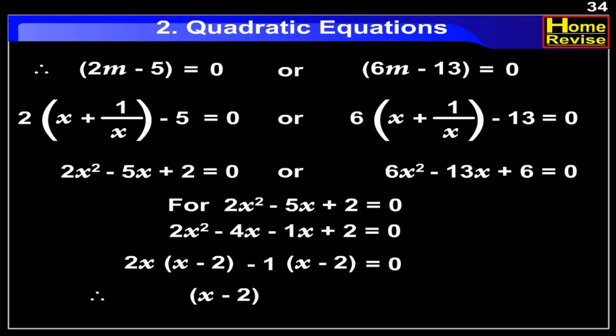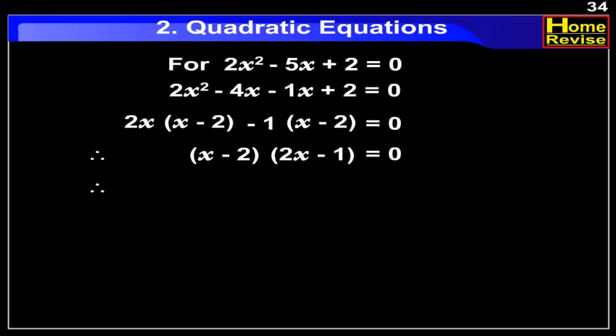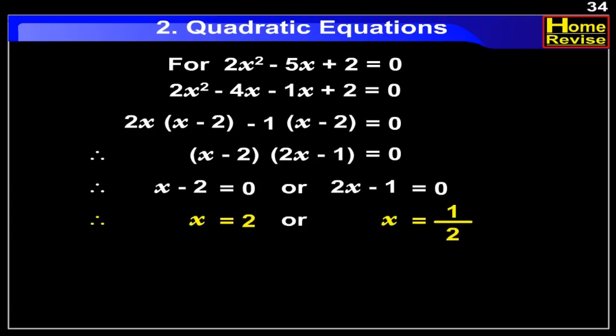Therefore, (x − 2)(2x − 1) = 0. Therefore, x − 2 = 0, or 2x − 1 = 0. Therefore, x = 2, or x = 1/2.